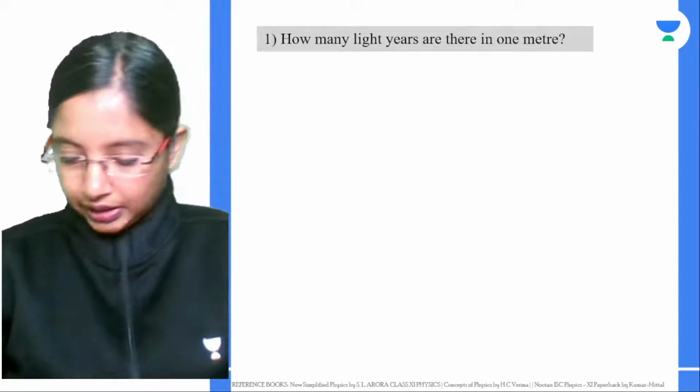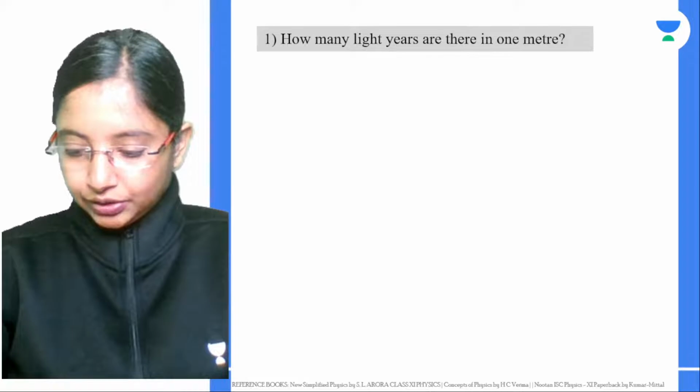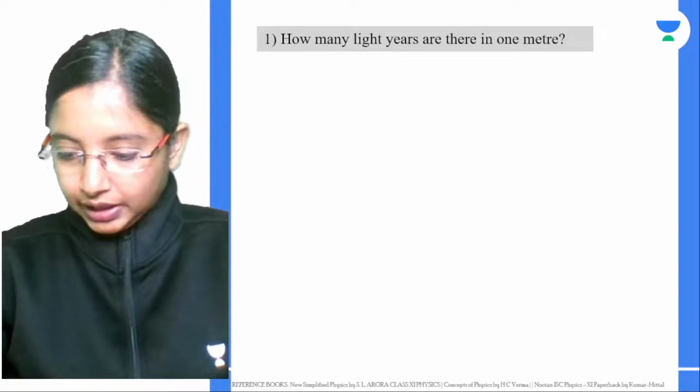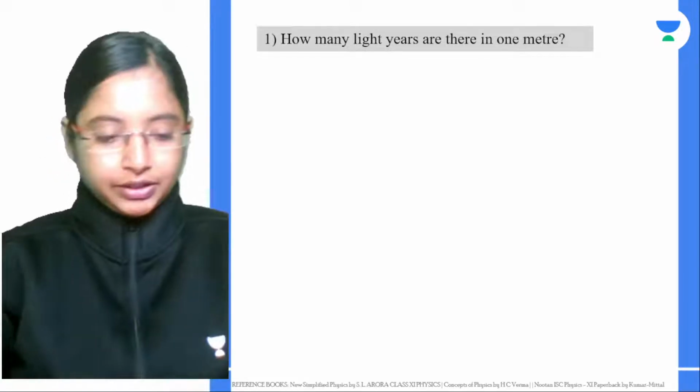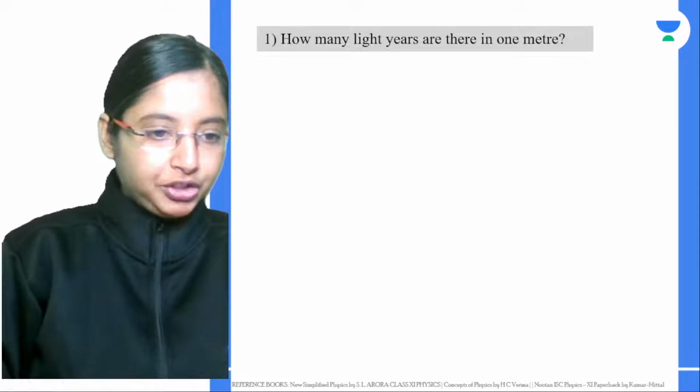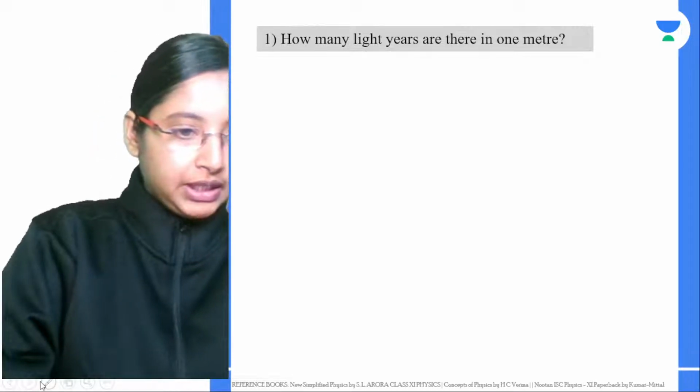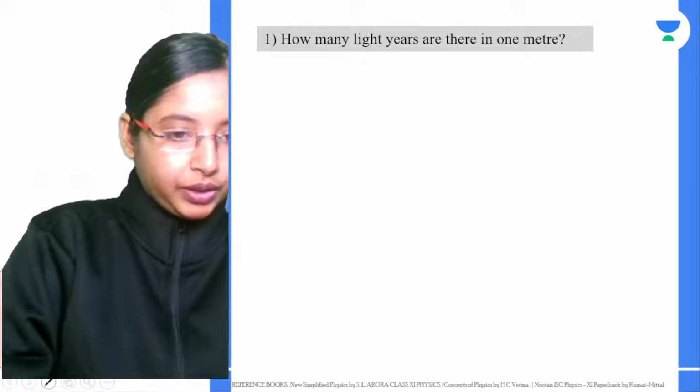Okay, you can try doing the question, and in case you get the right answer, you can share it in the chat box as well. You can drop in a message if you're getting the same. So how many light years are there in 1 meter? Let me just repeat that.